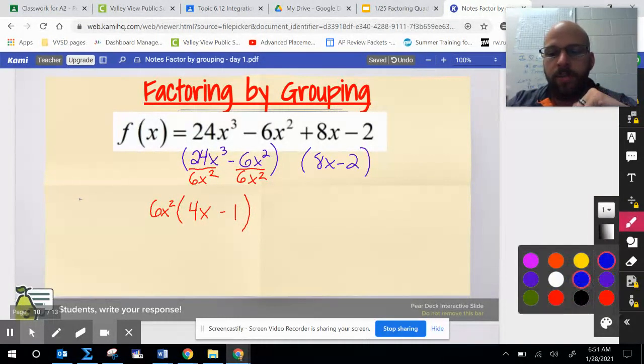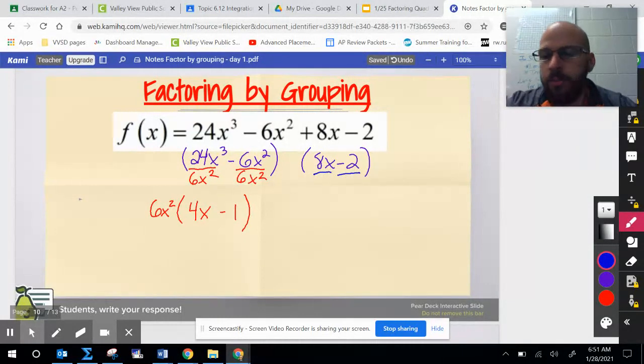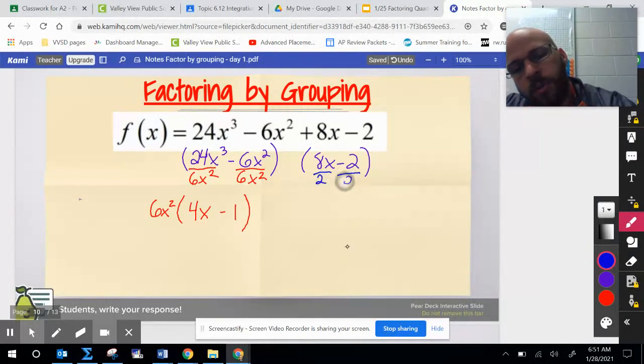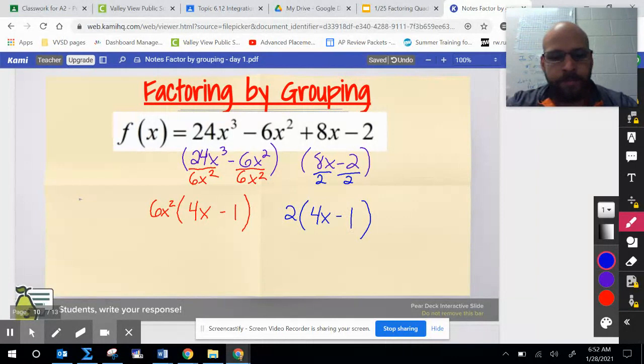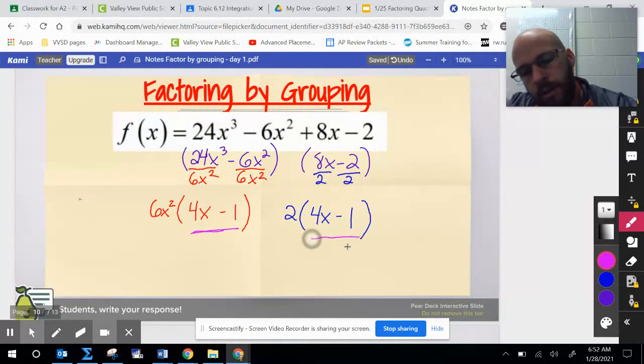Okay? So I'm going to do the same thing for this other group over here. I have an 8x and a minus 2. I want to find the greatest common factor between those two terms. So both of these are divisible by 2. So 8 divided by 2 is a 4. There would still be an x. 2 divided by 2 is a 1. Now, if you notice, do you see how I have the same groupings? Okay, so I have a 4x plus 1, right? That makes up half my answer.